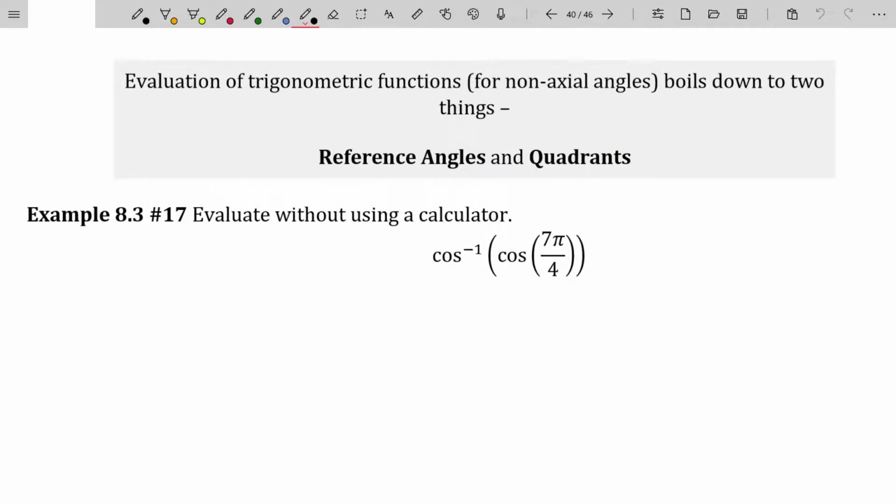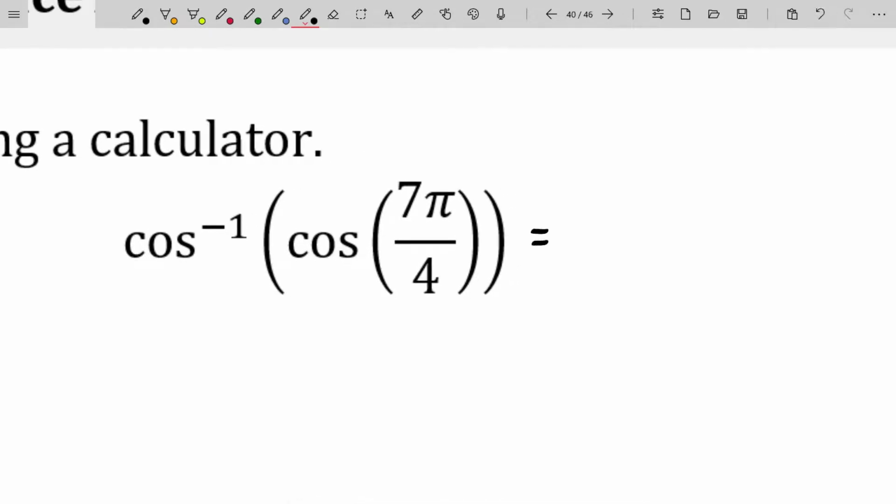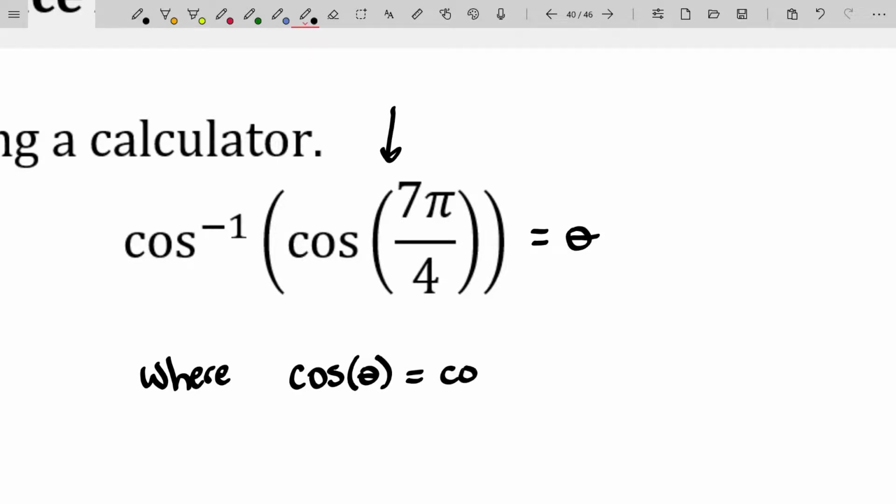So let's do some more. The cosine inverse of the cosine of, who cares? It's not that big of a deal. It's the cosine inverse. Cosine inverse is going to return an angle, where the cosine of that angle is going to equal the argument right here, which is the cosine of 7 pi over 4.